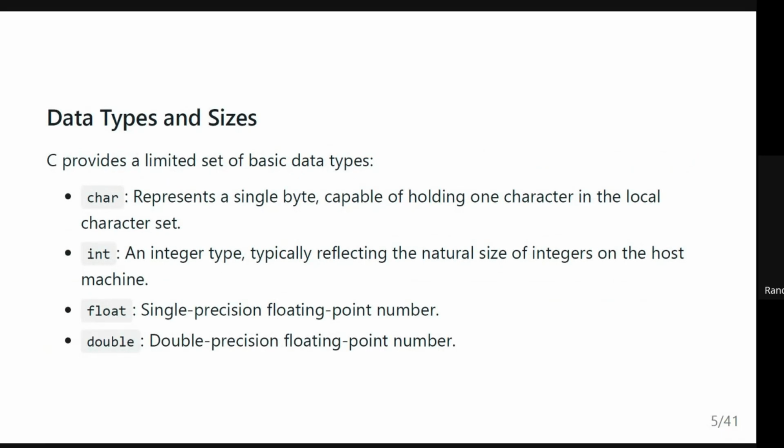All right, moving on to the data types. Those data types we talked about last time: character, integer, float, and double. The double is just double precision of float, so it uses more bits to represent a floating point number.